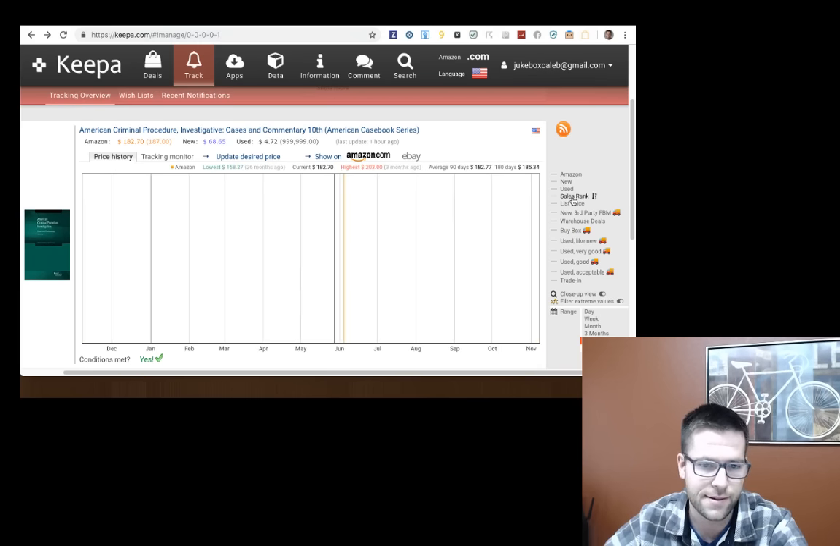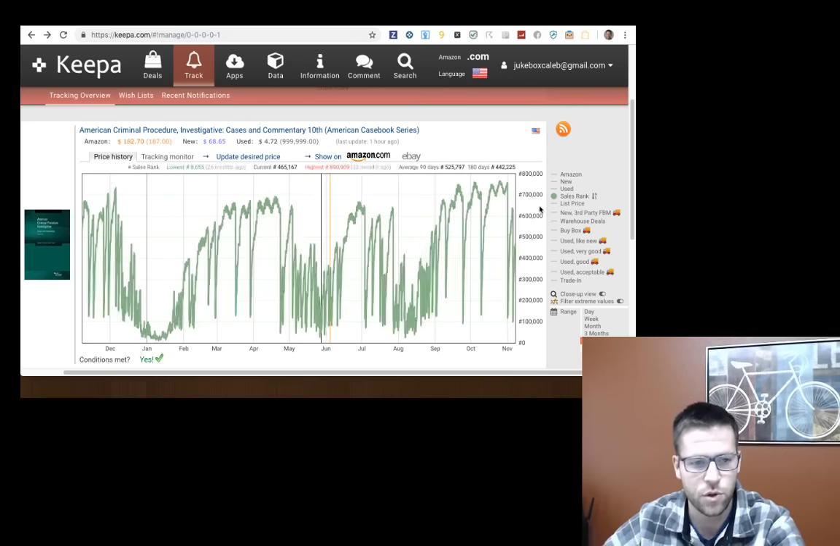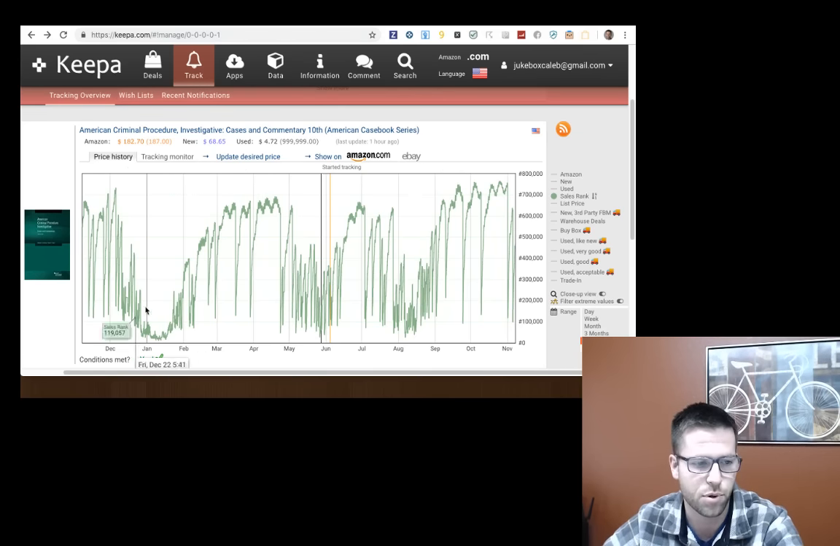Last but not least, we can see sales rank. For those of you who are used to using Keepa, this is kind of the primary way we see it, where when we see the smile pattern, that means the rank is really good.